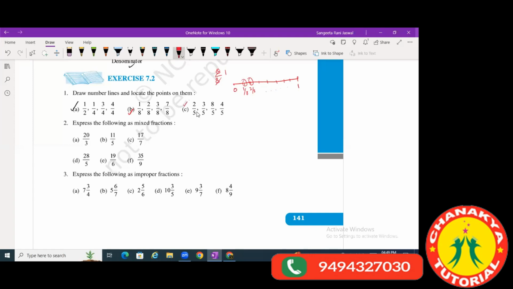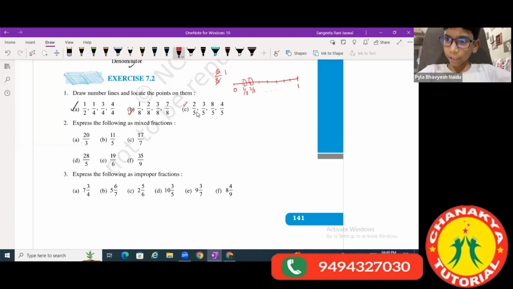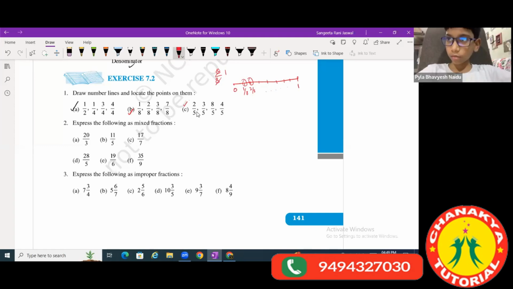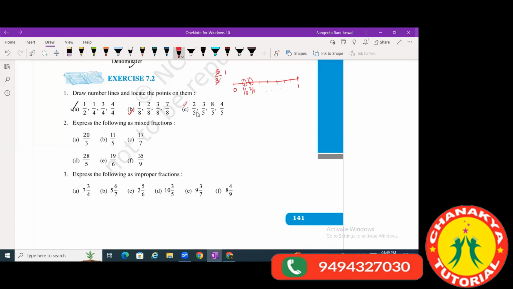Okay, children? Please do. Ma'am, we need to do both A and B. Yes. A, B, C. We need to do all 3. Yes, yes, do it. Do it, make a number line first. Do it on separate number lines.